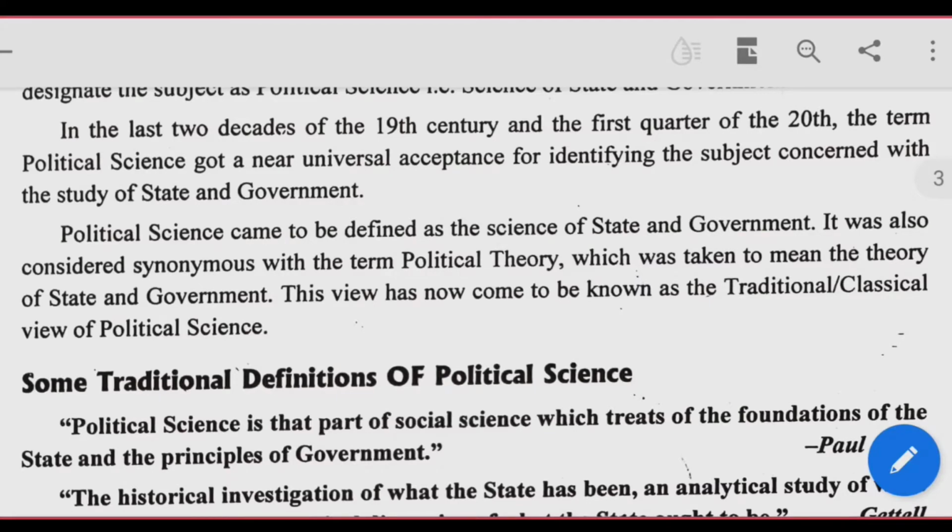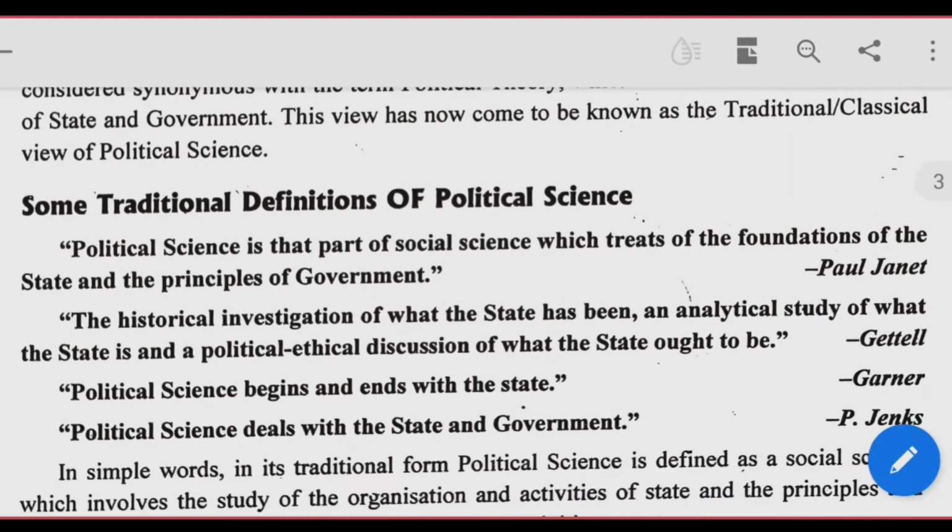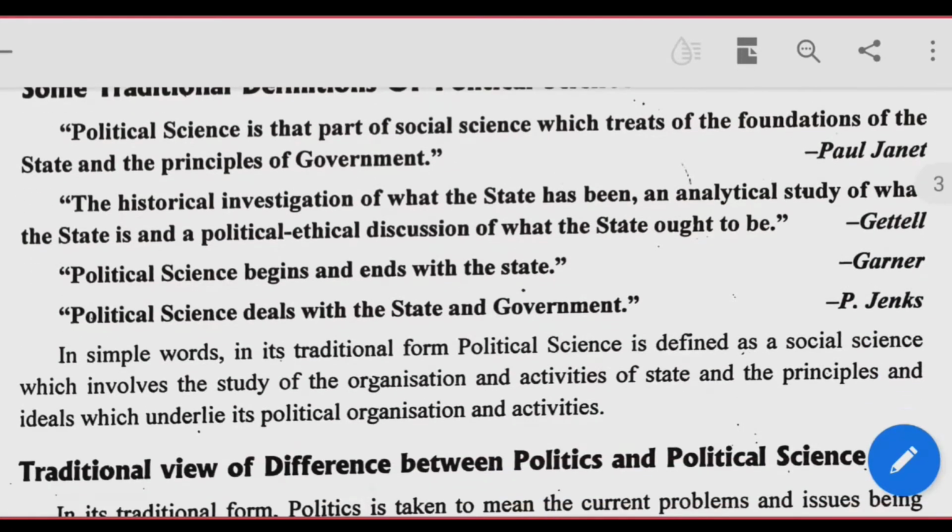So the dimension is much larger. When we start studying about the state, half of our life will be finished. So the scope is much larger as compared to the definition and the meaning of political science. Now, some of the definitions are given by philosophers, like you can see here. You can see Paul Janet. According to Paul Janet, what is political science? How has he defined it? Now, as you are in class 11, whenever you are asked to define political science, you have to write exactly what is mentioned in the words of Paul Janet, Gettell, Garner, P. Jenks.